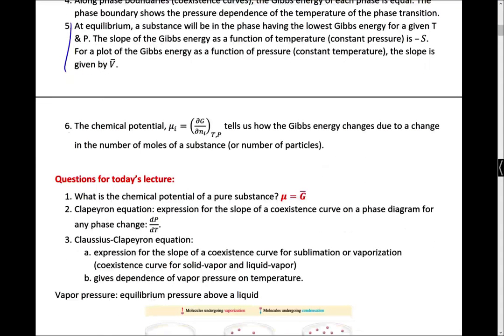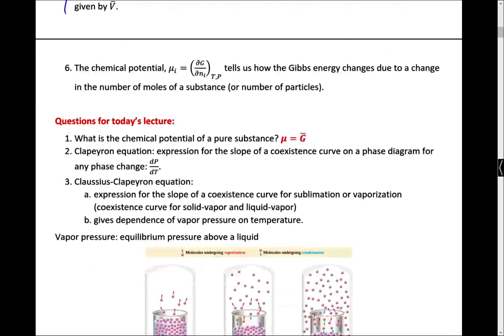We introduced the chemical potential. We're going to be exploring that further today and in the future. For right now, what we need to know is that the chemical potential reflects the change in a Gibbs energy due to changing the number of moles of a component in either a mixture or a reaction. Okay? And we'll be exploring that a little bit today.